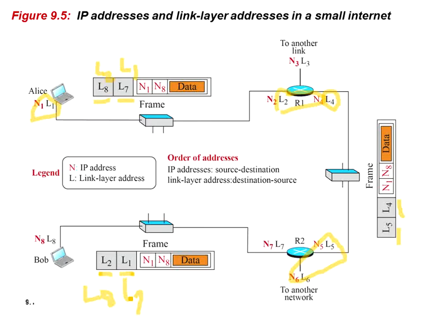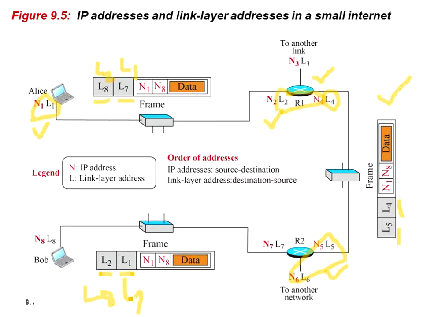Okay. See here, what we have. Here we have N2, L2, and here we have N1, L1. So instead of L7, it should be L1, and instead of L8, it should be L2. Because if you see this frame, what do you have? You have L4 and L5. Why? Because here you have L4 and here you have L5.